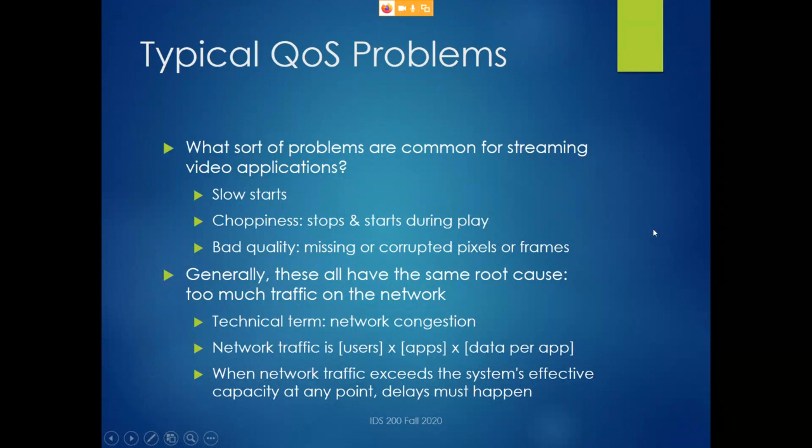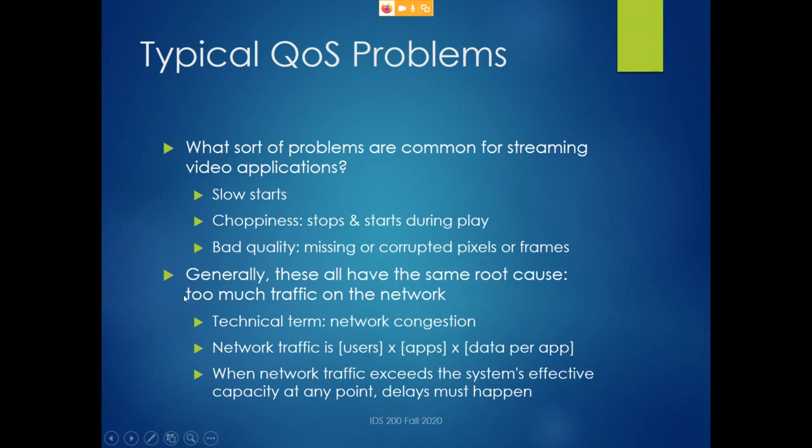And last, bad quality, right? If for some reason the packets aren't coming through in their correct form, some of them are missing, some of them are corrupted, some of them arrive in low quality, then you could have your video stream start to look all pixelated, right? There'll be a bunch of bigger, chunkier rectangles on it.